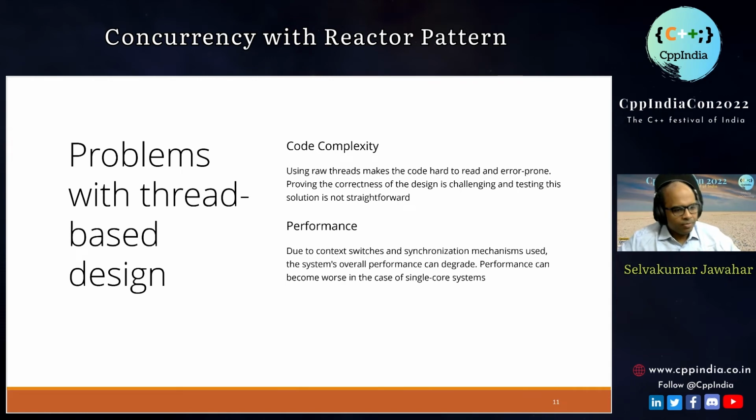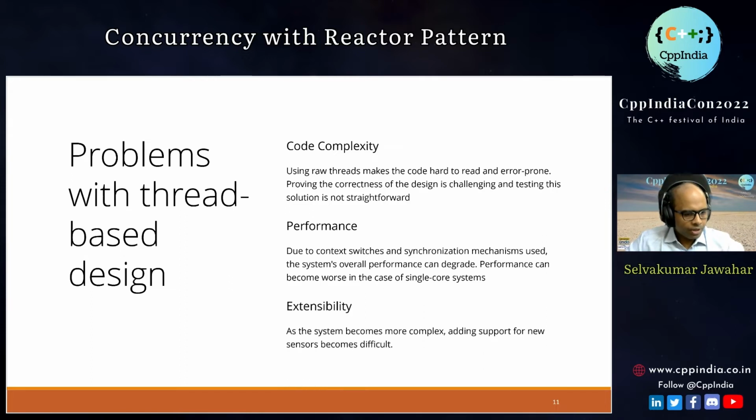The second problem is performance. Surprisingly, you may think that with multiple threads you have concurrency and better performance, but not always. Whenever thread switching happens, there is a context switch, and there is a cost you pay for that. The performance degradation becomes more noticeable when you have a single core. Then it becomes quite bad if you're not very careful.